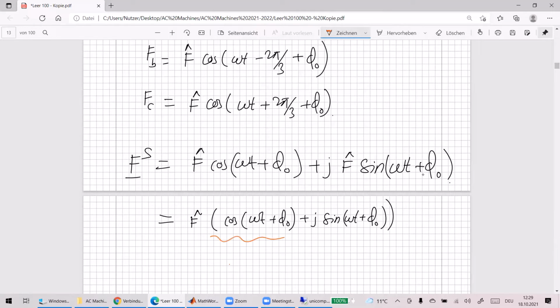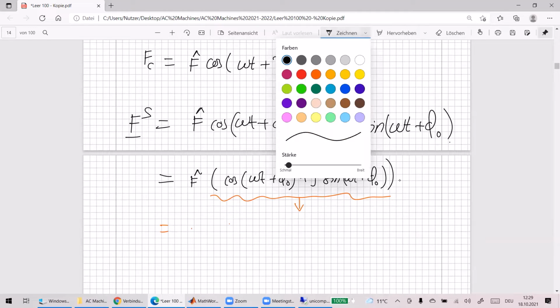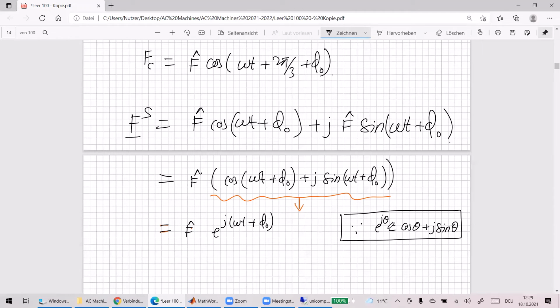Anyone knows how we can denote this? e power j theta, correct. So we can write this as f cap into e power j, whatever you have inside the bracket, so it is j into omega t plus phi naught. It is because e power j theta is cos theta plus j sine theta. Is everyone familiar with this? Yes, sir. Yeah, so this is using Euler's notation.